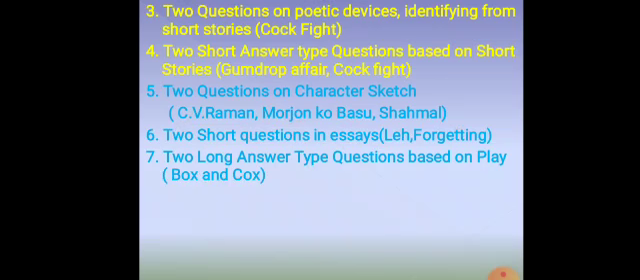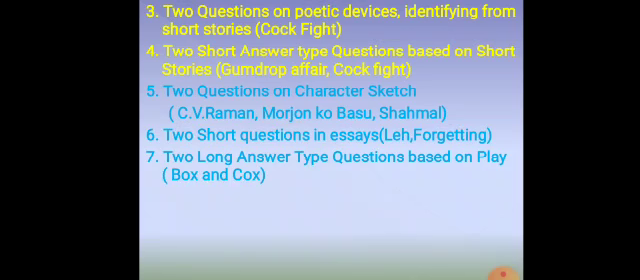Question number 5. It is simply a character sketch. You have to write two characters, but we have given here three. Two are very important. There is a possibility that C.V. Raman and Mirjanko Babu will be asked in the examination. So prepare C.V. Raman, Mirjanko Babu, Shahmal and Najab as well. But C.V. Raman and Mirjanko Babu are very important. You will have to write the character sketch on C.V. Raman or Mirjanko Babu.